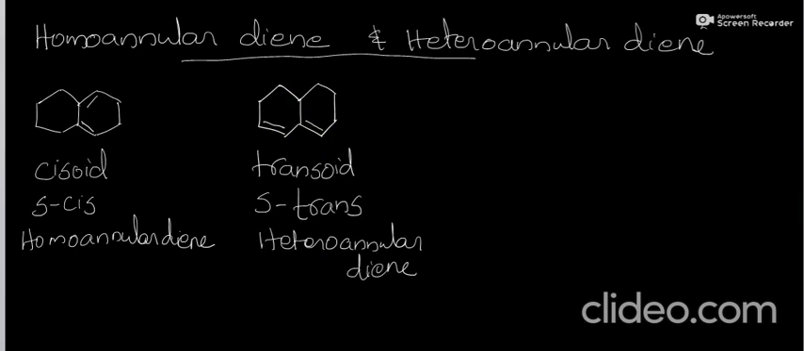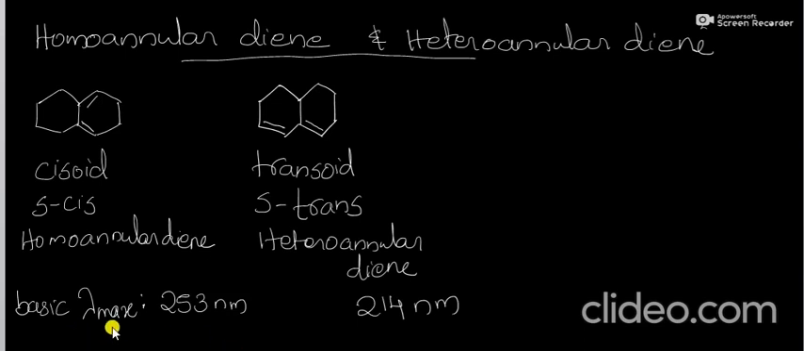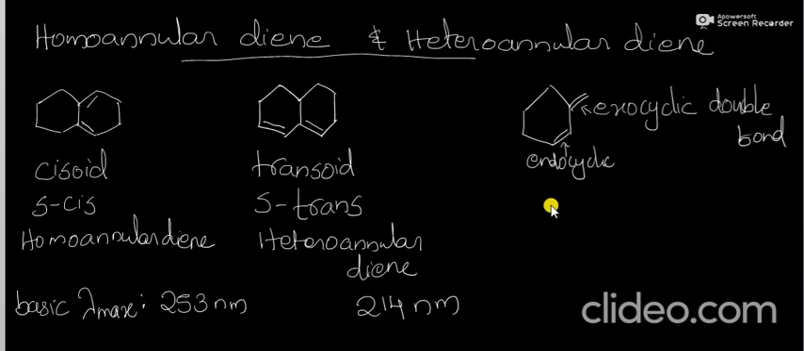The presence of a homoannular diene moiety locked in cisoid conformation generally produces an increase of 39 nanometer in the lambda maximum of the substance. The basic lambda maximum for a conjugated homoannular diene is 253 nanometer, whereas the lambda maximum for a conjugated heteroannular diene is 214 nanometer. Next, what do you mean by endocyclic and exocyclic double bonds?